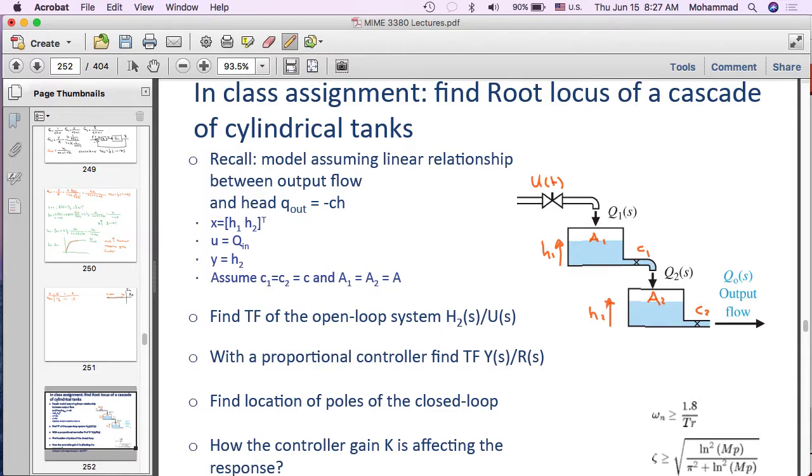So the first thing is to find the open loop transfer function. Please go ahead and find that. And then we need to find the closed loop transfer function with a proportional controller.